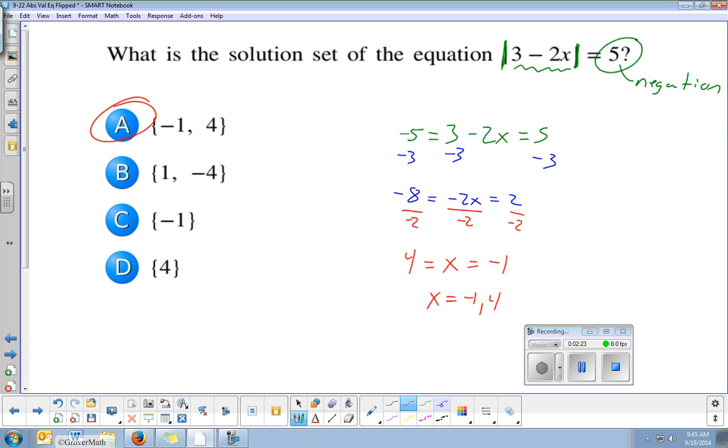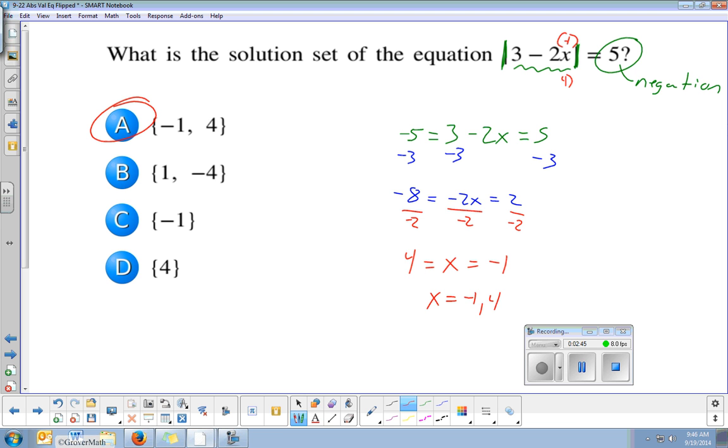Now, these are very simple to check, too. Now that I know that x is negative 1, I could come up here and think, all right, if x is negative 1, what does this come out to be? Well, this would be negative 2 times negative 1, which would be positive 2. 3 plus 2 is 5, and the absolute value of 5 is 5. So that's pretty straightforward. Well, what about when x is 4?